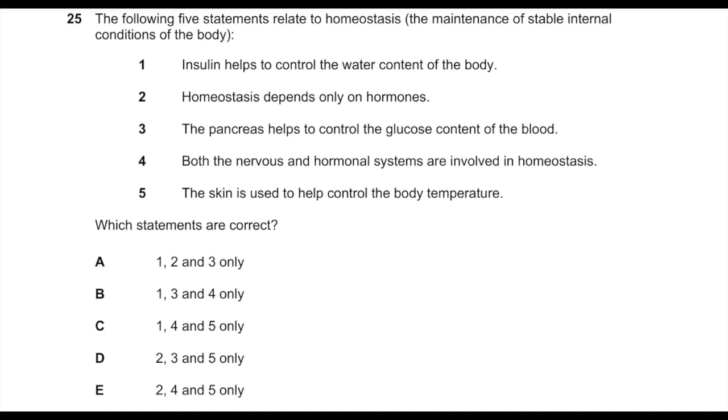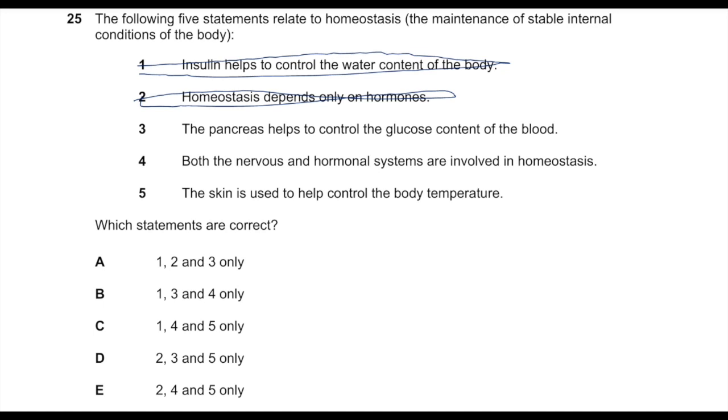So, statement number 1, insulin helps to control the water content of the body. This is straight up wrong. Insulin is used to control glucose content. So, 1 is wrong. 2, homeostasis depends only on hormones. This is incorrect. Homeostasis requires the hormonal and nervous systems, so therefore it requires electrical impulses as well, which is involved in the nervous system. For example, shivering is controlled by the nervous system, not by the hormonal system, and shivering is very important in homeostasis. So 2 is incorrect.